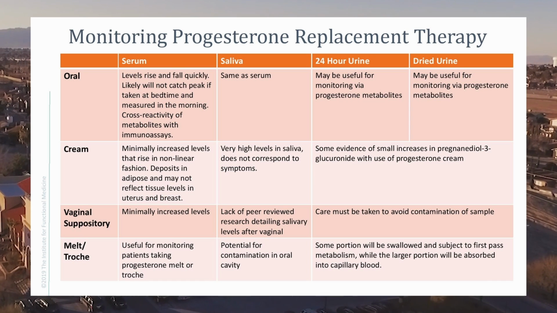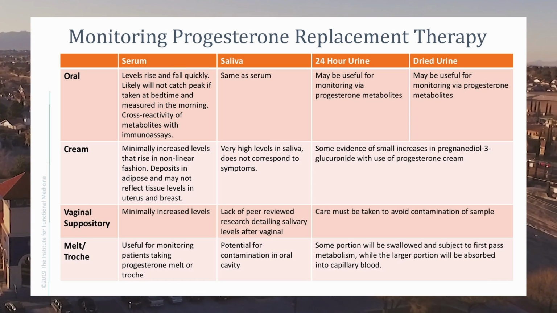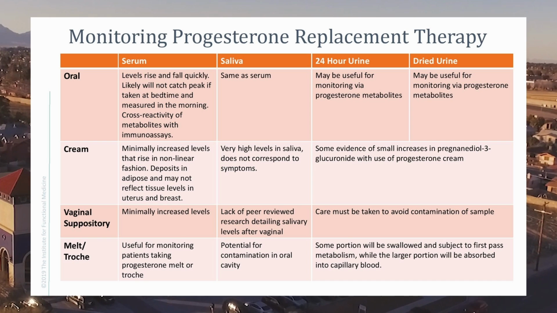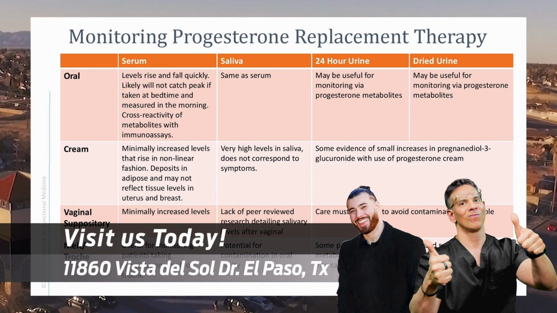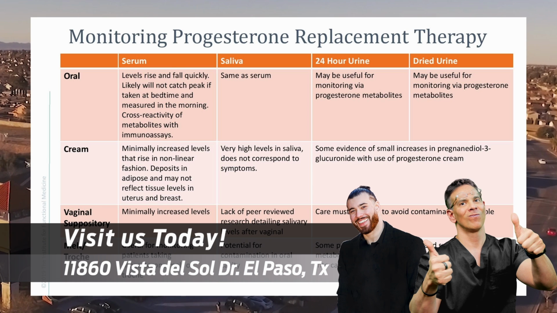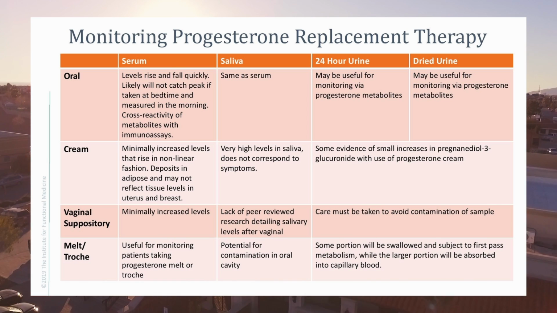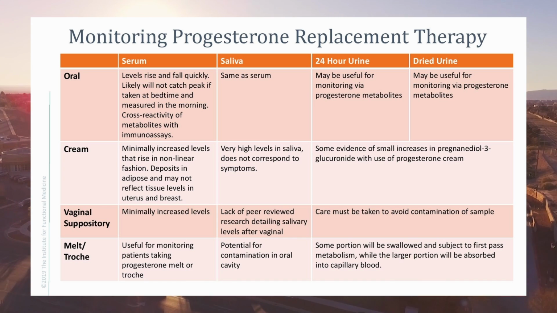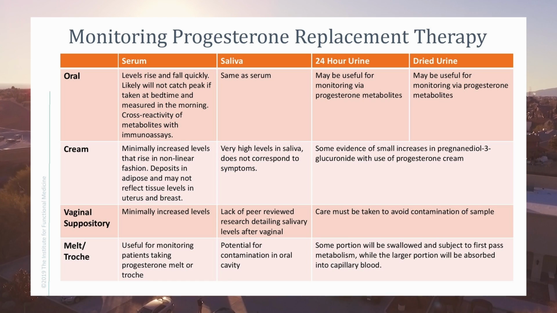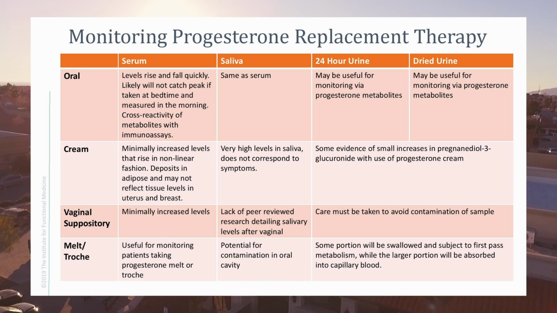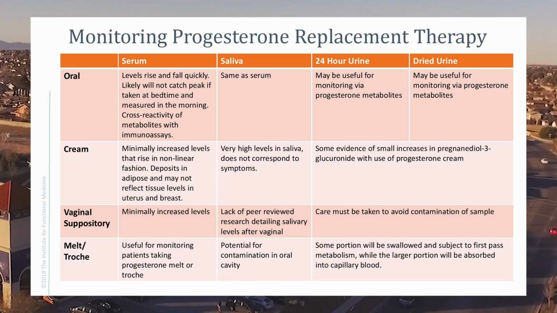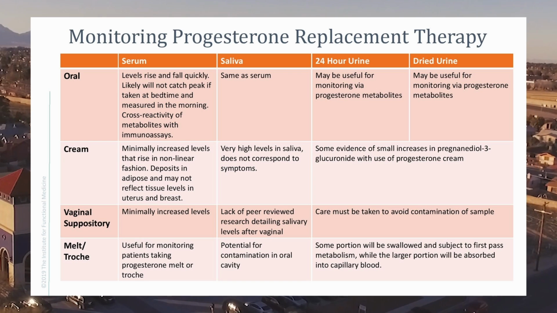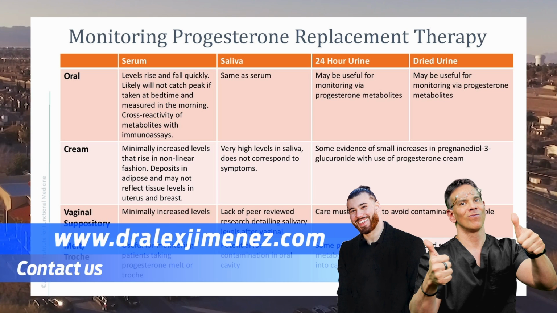Because most women, if they're taking oral progesterone, they'll take it in the evening because it helps them sleep. There's also a problem with cross-reactivity of metabolites with the immunoassays. So with progesterone replacement therapy, if it's oral, the serum levels you really have to take with a grain of salt. Same thing with the saliva. The 24-hour urine, we talked about how you're really not getting progesterone, you're getting progesterone metabolites. So that might be useful, but there's the problem of how clinically valid the use of progesterone metabolites is. So getting a level with oral use of progesterone and following it is a little bit tricky.